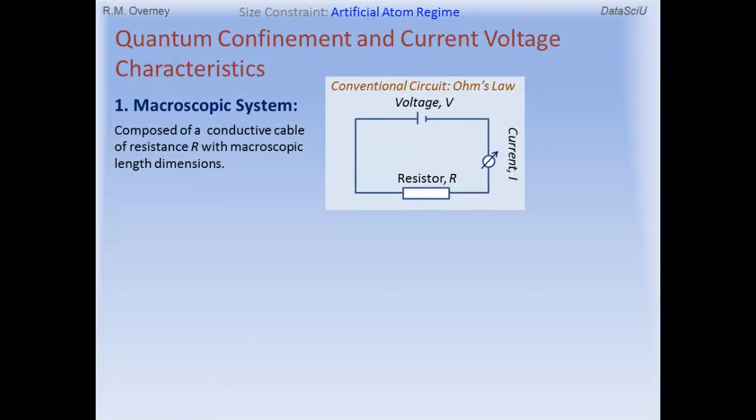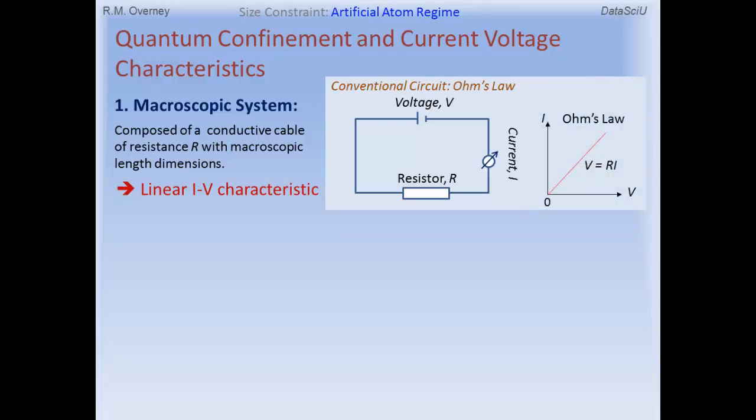To illustrate the impact of the quantum confinement on processes, let us compare the current voltage characteristics of a conventional electric circuit with a small metal or semiconducting cluster that we described earlier as an artificial atom or quantum dot. We consider first the macroscopic electric circuit. The current that flows through the cable in response to an applied voltage follows Ohm's law. In other words, current changes linearly with the applied voltage.